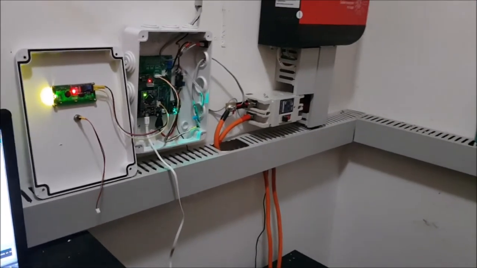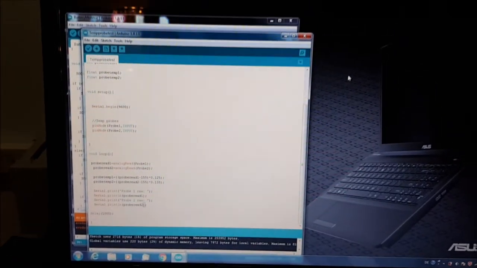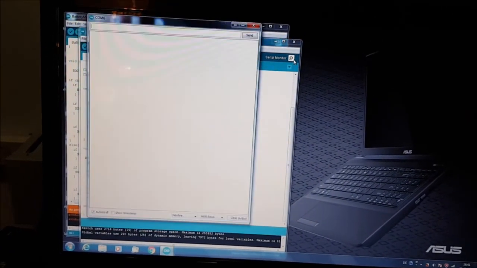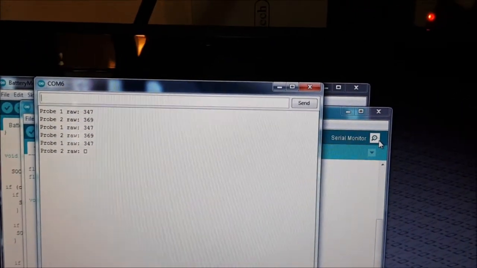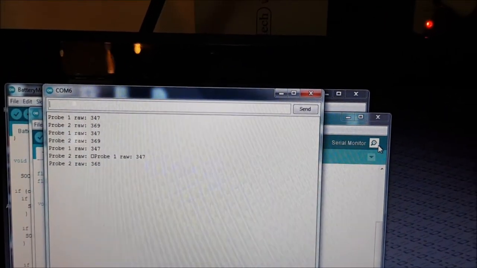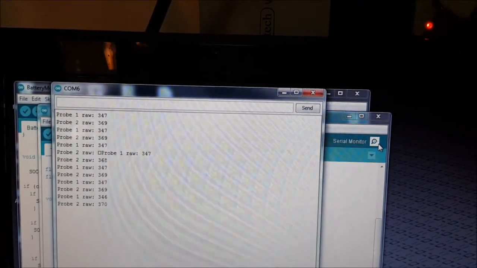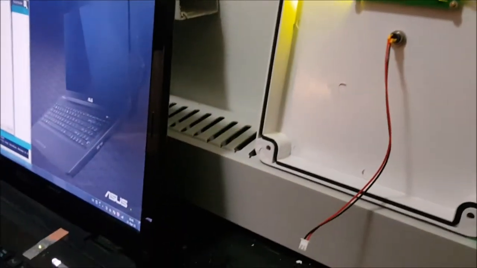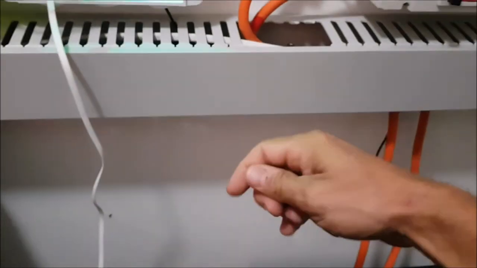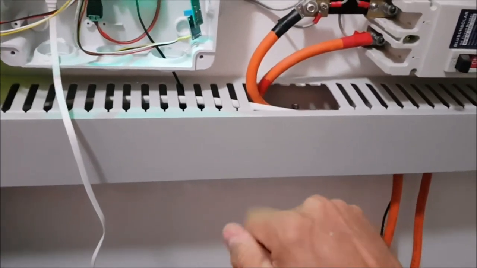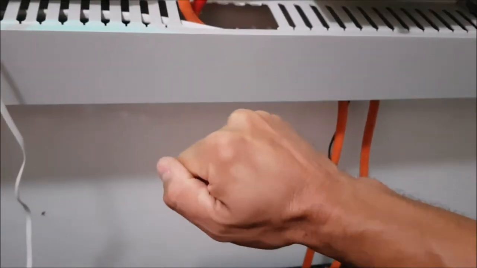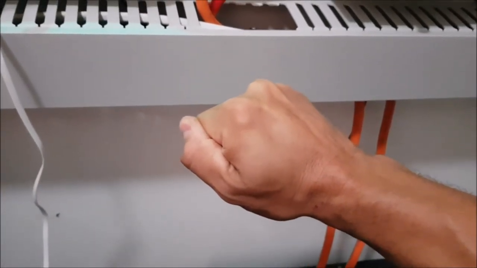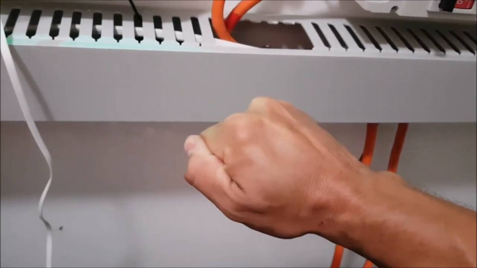So let's do that. To do this test, I have just written a small sketch which is reading those two analog pins where the sensors are connected. We can open the serial monitor, and you will see this is now raw data, probe 1 and probe 2, and the amount the raw data is reading. We are going to hold the first sensor now. This is the battery sensor. I'm holding this with my hand. So once it is warmed up, it will be our 36 degrees reference point. So that's my body temperature.